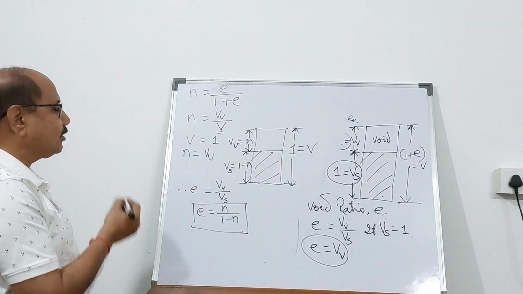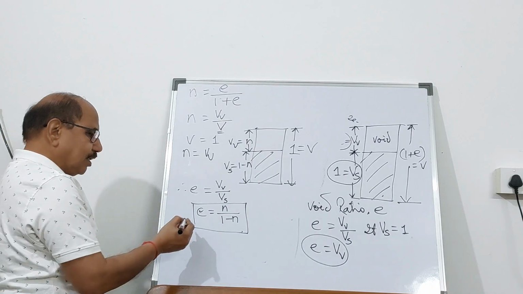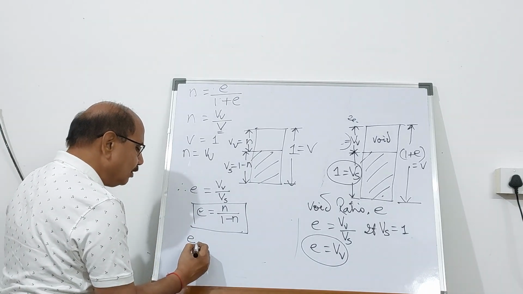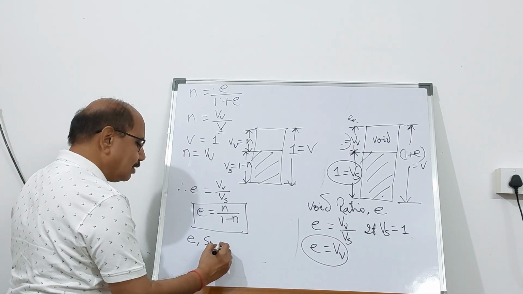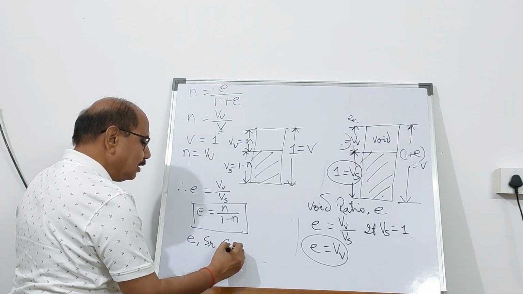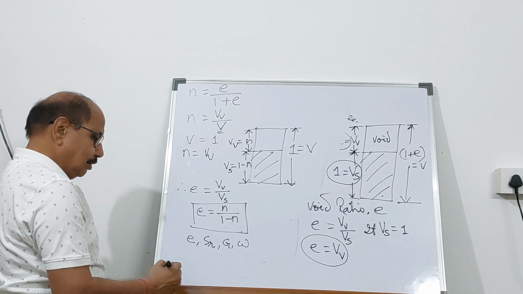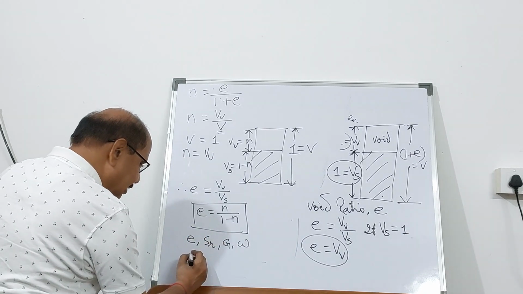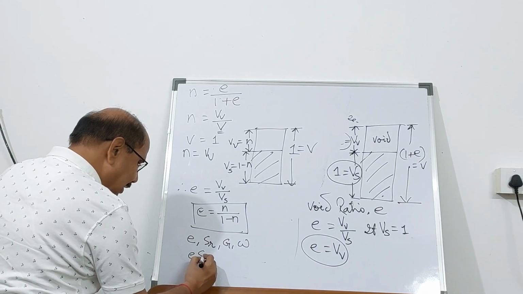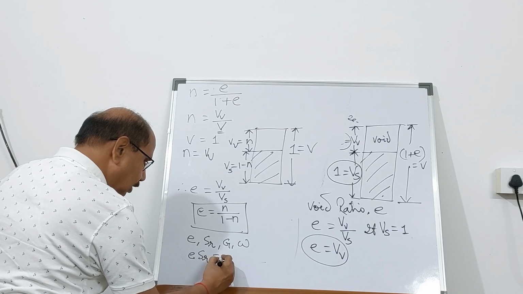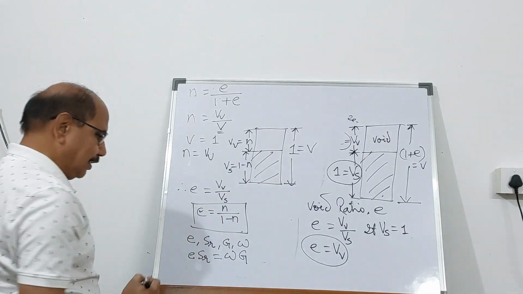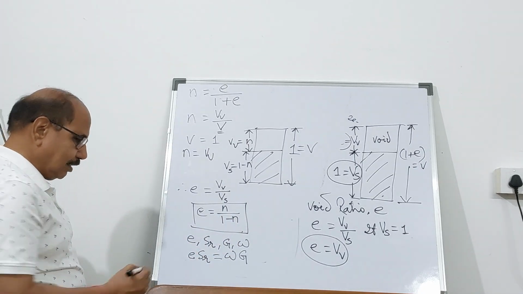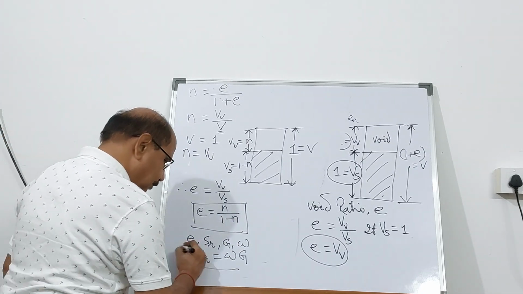In a similar fashion, I can write a relationship between e, degree of saturation Sr, G, and moisture content. So what is the relationship? It's very simple. e into Sr equal to moisture content w into G, where G is the specific gravity. So there is another relationship.